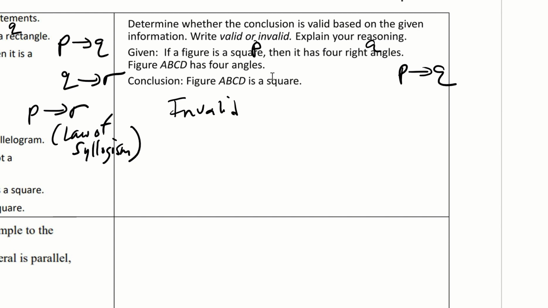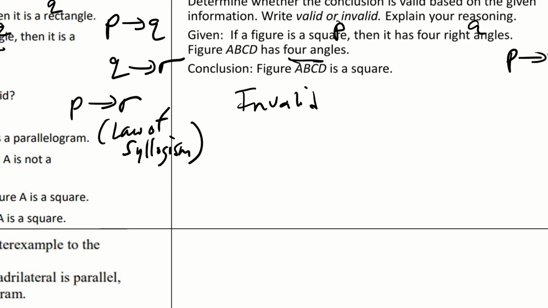So remember, for this conclusion to be true, they have to say it's a square, and if it's a square, then it has 4 right angles. But it doesn't work backwards. It says you have 4 angles. That's not going to determine whether it's a square. It only says that it has 4 angles. So invalid.